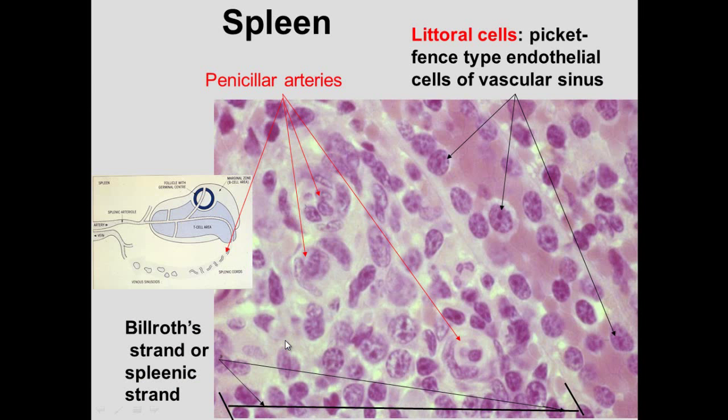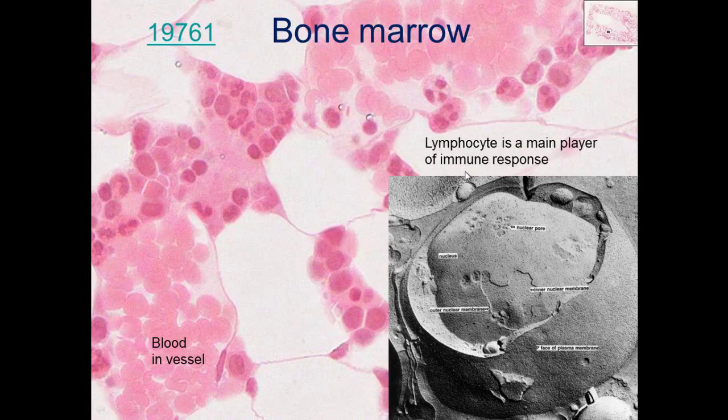So here we see the penicillary arteries, in the Billroth strand, which is what this is, and this is the sinuses with the so-called lateral cells, which are picket fence-like cells that the blood, dumped here, has to squeeze in through to get back into the bloodstream. And as a cell ages, it's less pliable, and so the red blood cells are eaten up by the spleen ultimately in the end.